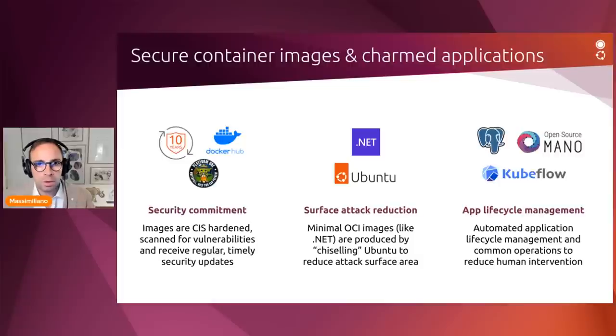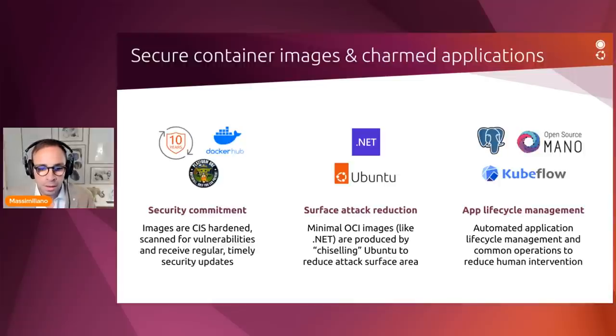And finally, on the container side, we made available official images on Docker Hub, on the Iron Bank, and on other specialized container registries. All of our official images benefit from the same security commitment that we make for our standard images and distributions. All images are scanned for vulnerabilities, and when a new one is identified, it is remediated and the updated image promptly published in the registries.